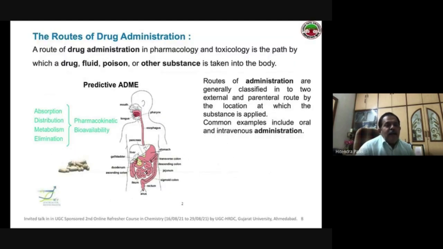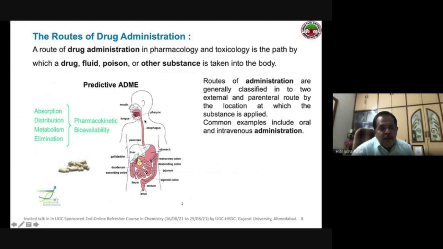Now let us see a brief background of this, the route of drug administration. The route of drug administration is mainly classified into two important parts: the enteral route of drug administration and the parenteral route of drug administration. So friends, you can understand these four ADME tools for pharmacokinetics. We have to check the whole bioavailability in the body after taking the drug, after absorption and distribution.